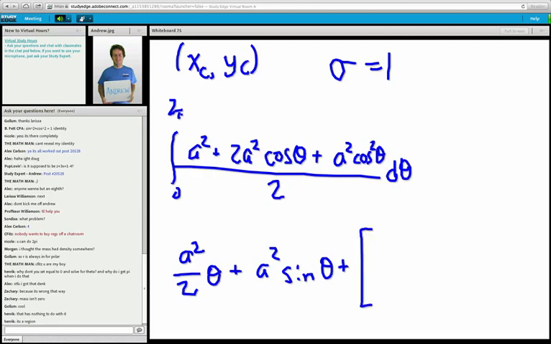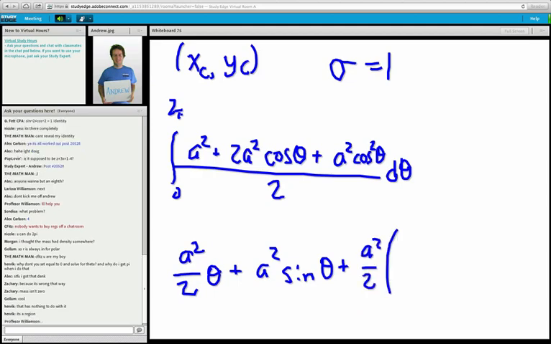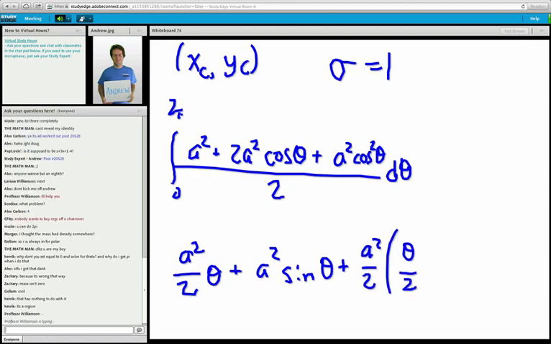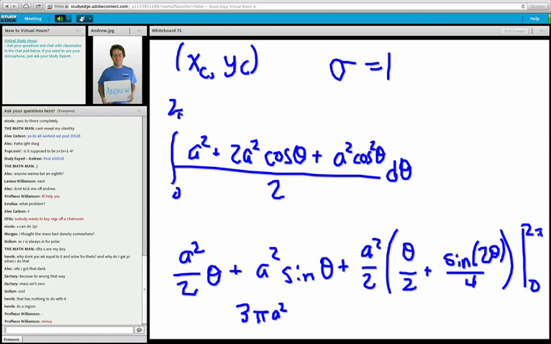The integral of a squared over 2, let's pull the a squared over 2 out. So a squared over 2. The integral of cosine squared is theta over 2 plus sine 2 theta over 4. And then again, evaluate from 0 to 2 pi. Now, when you plug in 2 pi and you plug in 0, what do you get? 3 pi a squared all over 2. That ends up being your mass.